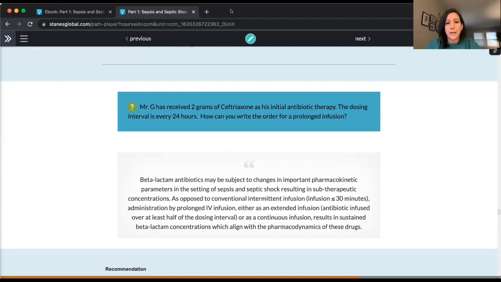So take a chance and put it in the chat box. How would you write the order in the chart for ceftriaxone 2 grams every 24 hours if you want it to be a prolonged or continuous infusion? You have to be specific in your order.